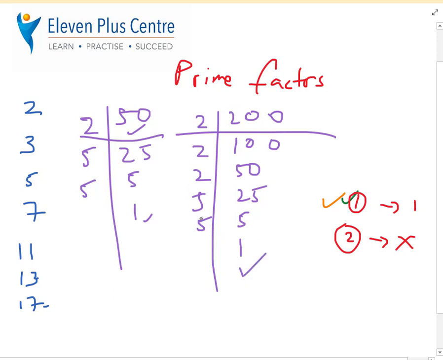You can just double check this. 2 times 2 is 4. 4 times 2 is 8. 8 times 5 is 40. And 40 times 5 is 200. So that is the correct answer.